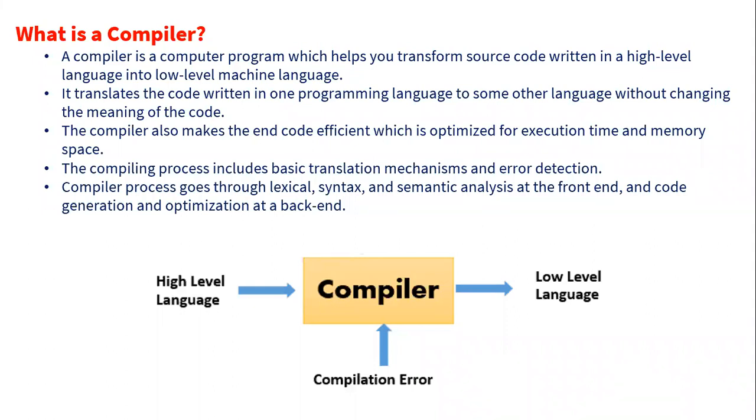Those statements written in the high level language, we write according to our meaning, according to our logic. That logic should not be changed when that program is translated with the help of this compiler. That is the most important task performed by this compiler. Compiler also makes the end code efficient, which is optimized for execution time and memory space. Here we pass the whole program at a time to the compiler.